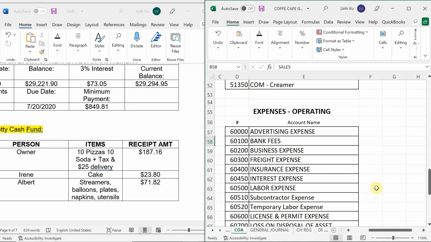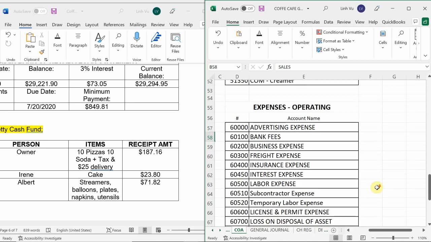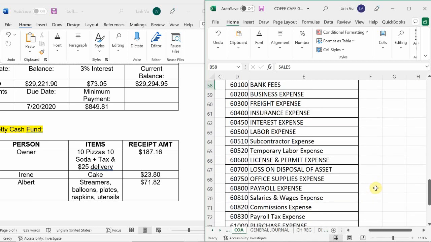Is this a freight expense? No. We didn't pay this. We didn't use the petty cash drawer to pay for freight, shipping for purchasing inventory. This is an insurance expense. This definitely is an interest expense, okay? It is definitely not a labor expense, right? We bought a cake, pizza, and decorations, so that's definitely not labor, okay? It's definitely not a license and permit expense. It's definitely not a loss on a disposal of asset.